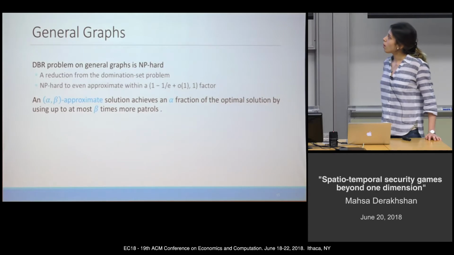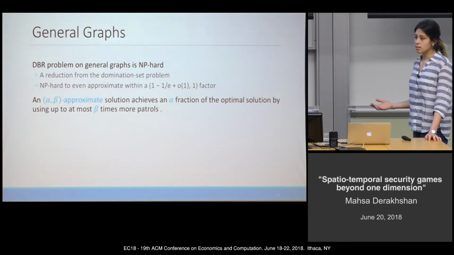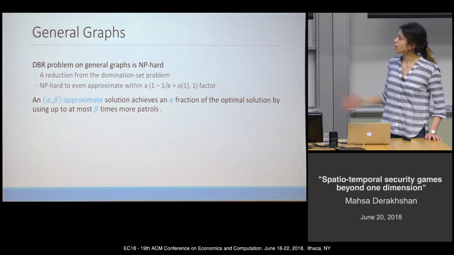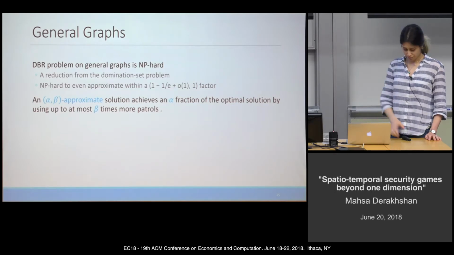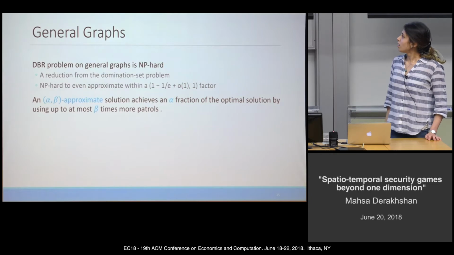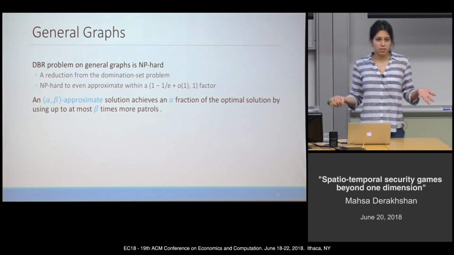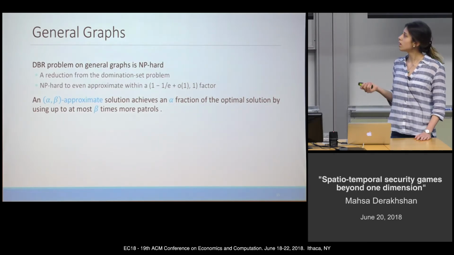The DBR problem on general graphs is NP-hard. We give a reduction from the dominating set problem, and because of that, it's even hard to approximate within this factor. So we need to give some approximation algorithms for that. We define an alpha-beta approximation solution: a solution that achieves alpha fraction of the optimal solution by using up to beta times more patrols.